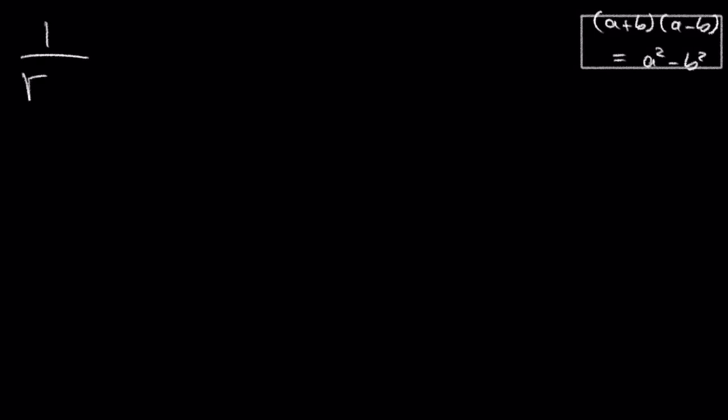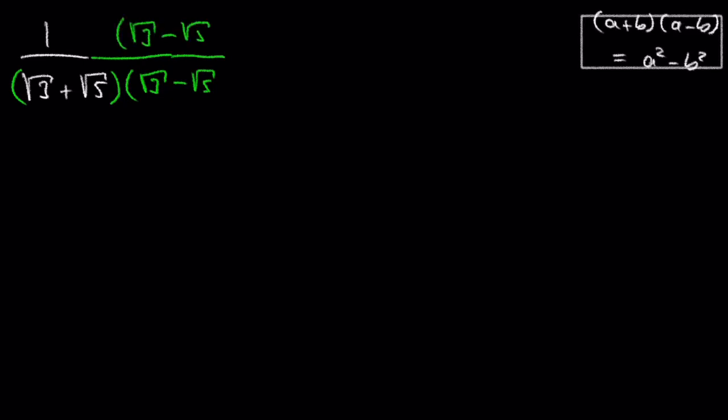One over the square root of 3 plus the square root of 5. The conjugate of the square root of 3 plus the square root of 5 is the square root of 3 minus the square root of 5. And by applying the third binomial, we get 3 minus 5, which is negative 2. And we keep the numerator.